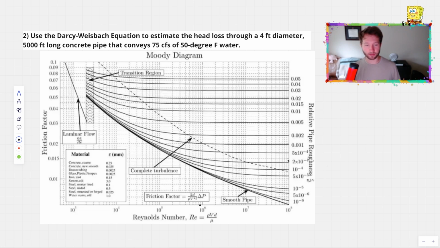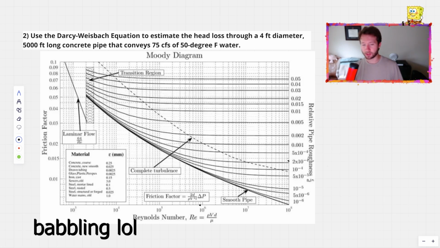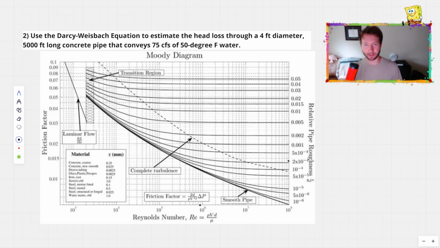Usually on the FE, the question will be like, what's the answer closest to, or whatever. They won't say exact answer and stuff like that. So just your best guess is needed. I also just realized on this Moody chart, it did give you that epsilon for the concrete right here. This gave it in millimeters though. We didn't want that. We needed it in feet.